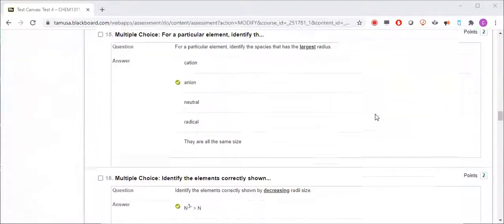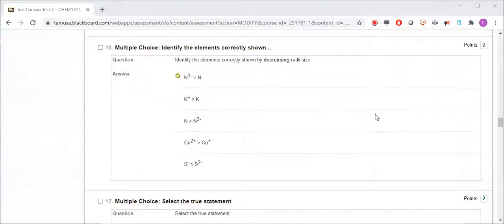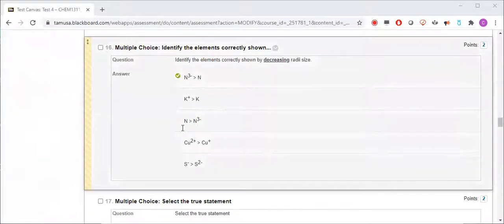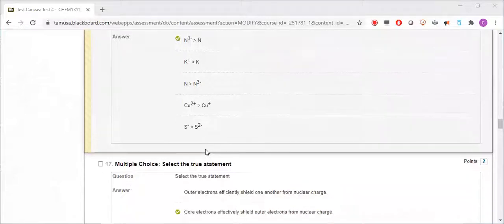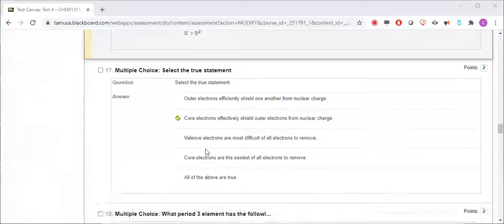All right. So which has the largest radius for any particular atom? That's always the negative atom, so the anion. Which elements show decrease? So when you become more positive, you get smaller. And the only case you're becoming more positive is N3 minus going to N. Every other case, you're becoming negative, so you're getting bigger. Select the true statement. We talked about this for lithium, but core electrons shield outer electrons.